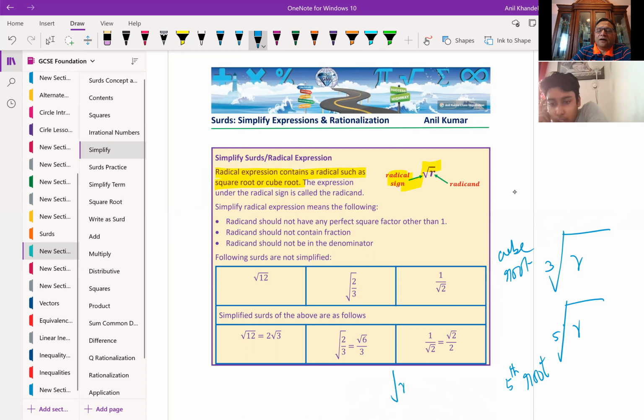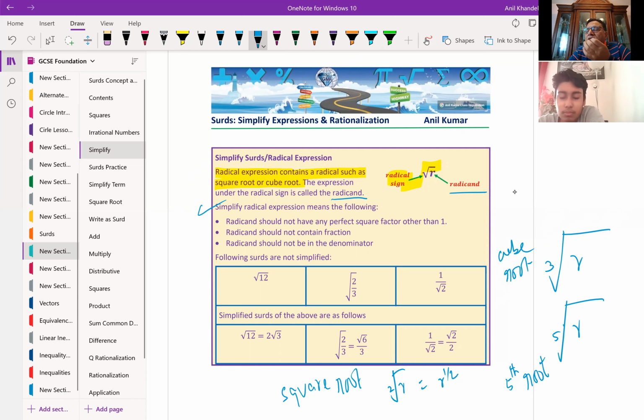If I just write the radical sign, it means to the power of half, square root. So we never write 2. Is that clear? In these, I have not written 2, so these are square roots, okay? The expression under the radical sign is called the radicand. So whatever the number is within the square root is called the radicand. Now we'll do exercises to simplify radical expressions.